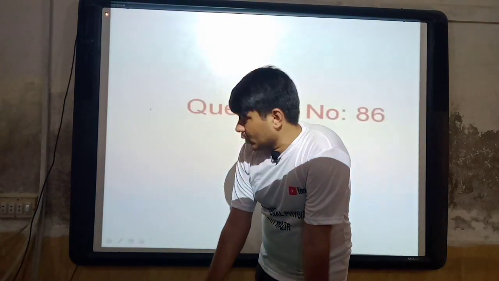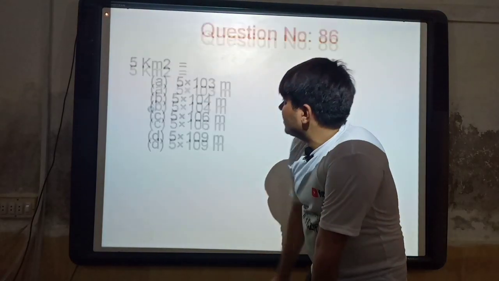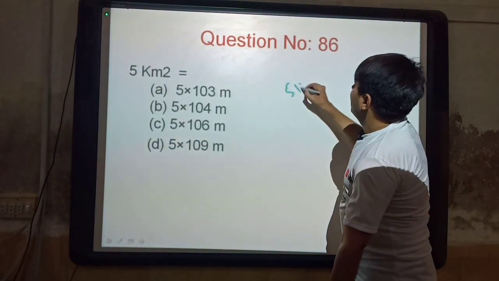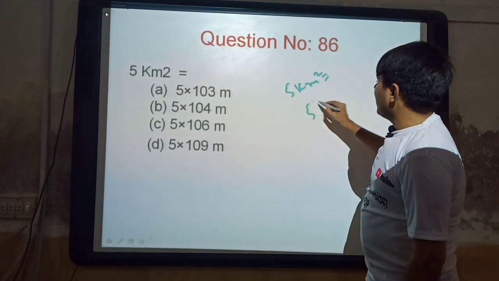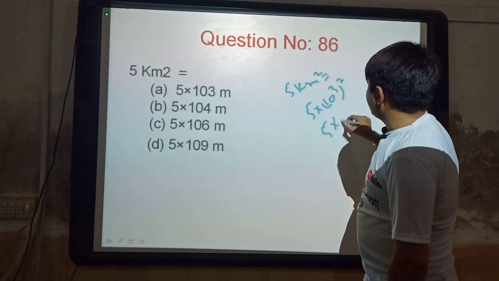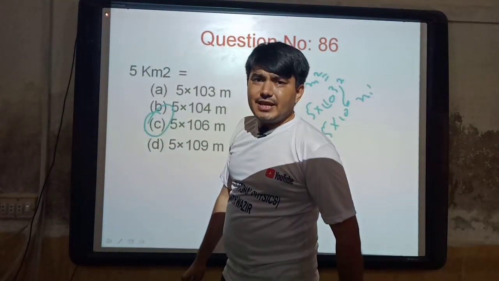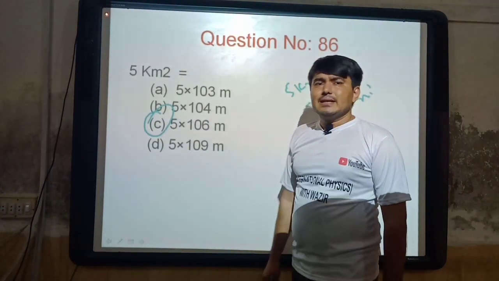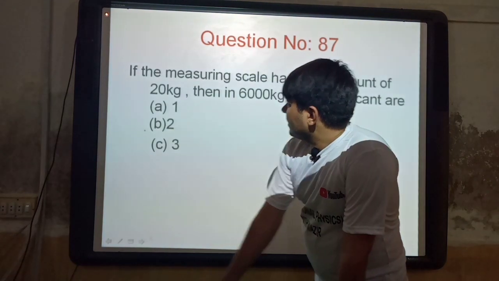Another question for you. 5 kilometer square is equal to 5 into 10 to the power 3 square, 5 into 10 to the power 6 meter square. The correct option is C. Another question.